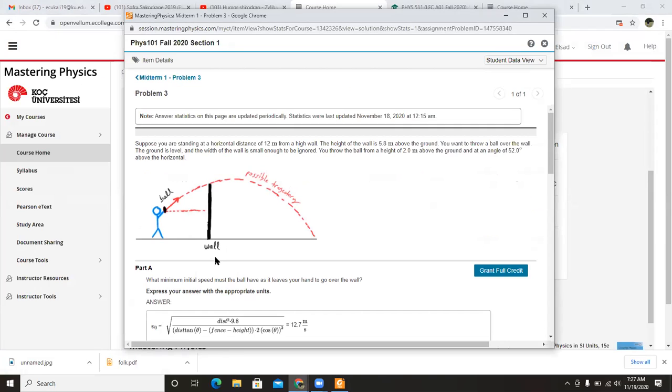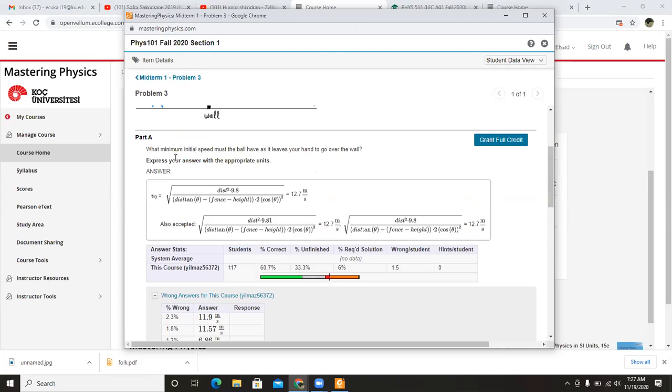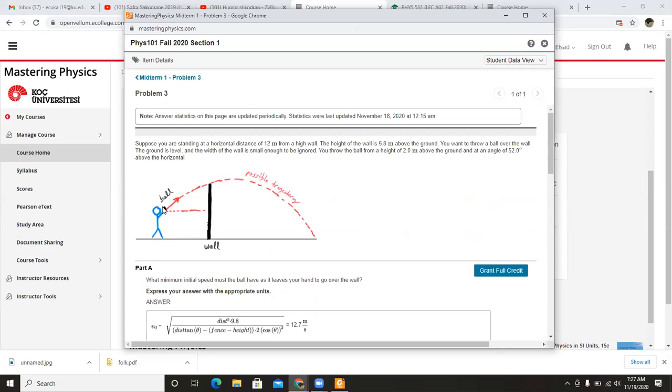This is a horizontal surface. It's like a projectile motion. You have a ball, throwing it at an angle of 52 degrees, and this wall has a height of 5.8 meters. You are 2 meters tall. What is the question? What minimum initial speed must the ball have as it leaves your hand to go over the wall? So there is an initial speed.